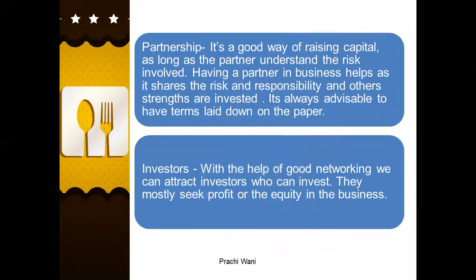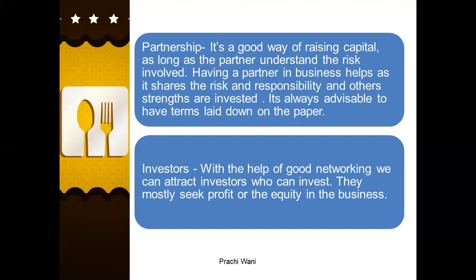The next source of finance is partnership. It is a very good way of raising capital as long as the partner understands the risk which is involved in the business. Having a partner helps as it shares the risk and responsibility. And obviously, the strengths of your partner are invested, so he can guide you whenever you need guidance. It's always advisable to have terms laid down on paper.